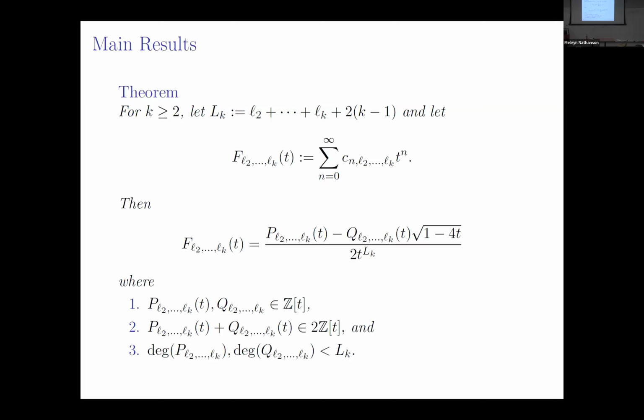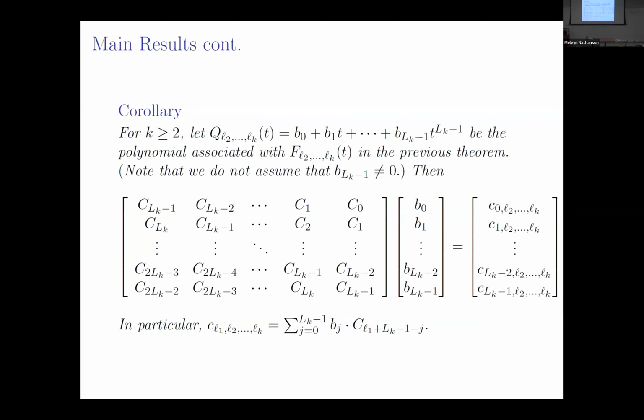Our result here was that this has a very nice form where you have these two polynomials that satisfy some nice properties, like all the coefficients are integers. If you sum them together, all the coefficients end up being even. Their degrees relative to this power of t down at the bottom is less than that, and you see that the Catalan numbers will likely show up. They're going to show up again when you try to compute this for any one specific example. So that's exactly what happens.